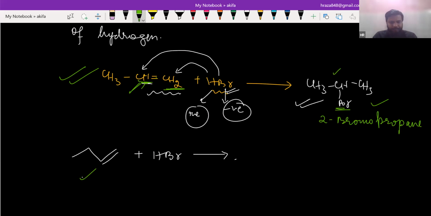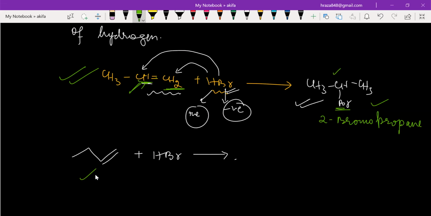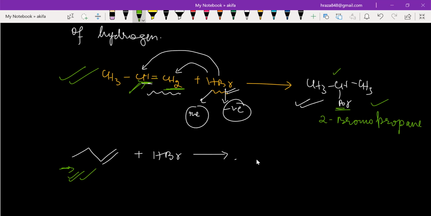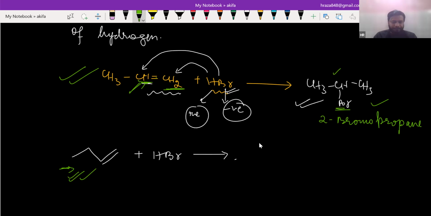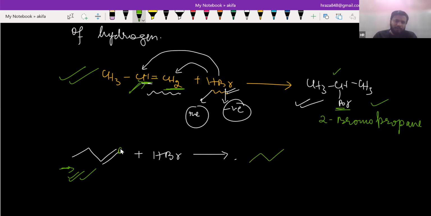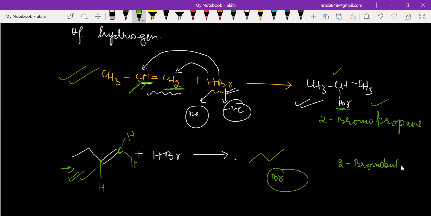Are you done? The IUPAC name of the product. Yes. It's so easy. Bromobutane. You can see this is only CH2, so it has 2 hydrogens, and this carbon has already made 3 bonds, so it has 1 hydrogen. So bromine will come to the carbon which has the lesser number of hydrogens. So the name will be 2-bromobutane. Okay.